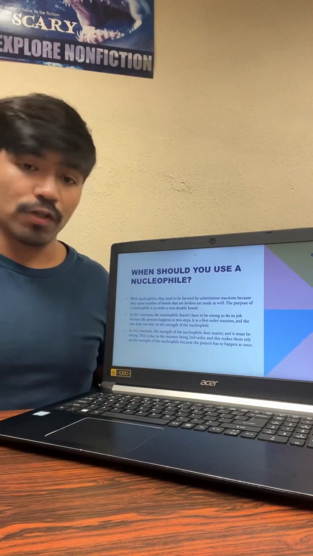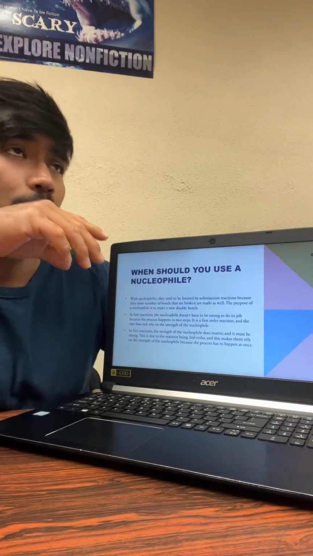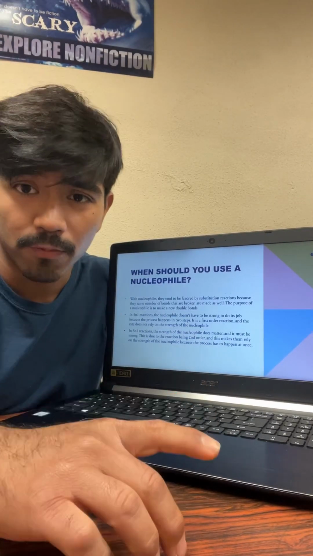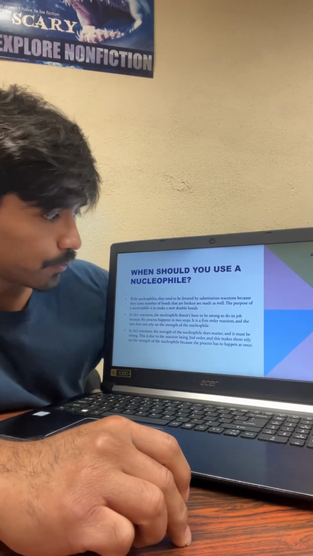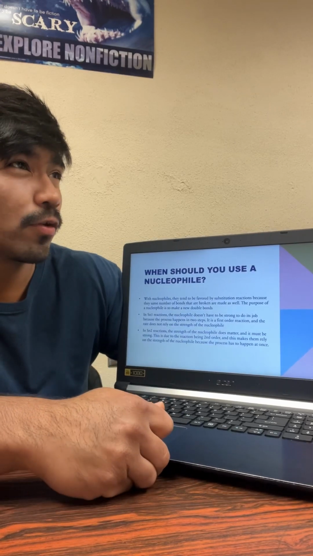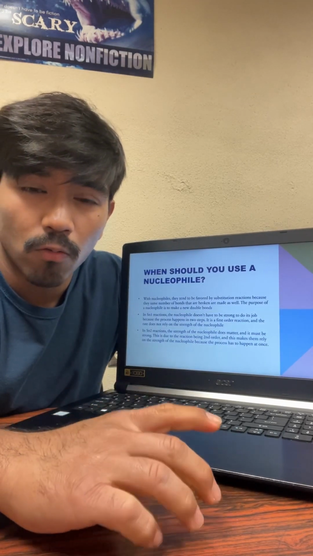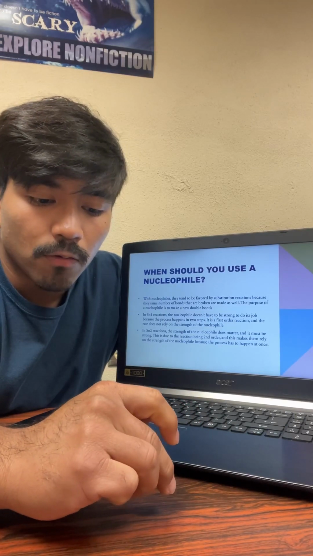So when should you use a nucleophile then? Nucleophiles are typically favored by substitution reactions. So your SN1, your SN2 reactions. Because, well, with your substitution reactions, the whole purpose is you come in with what you came out with.